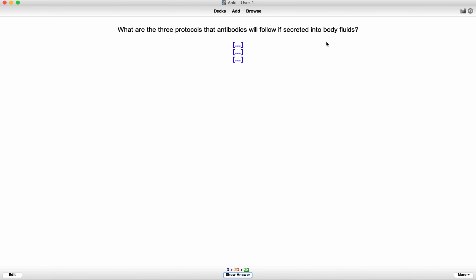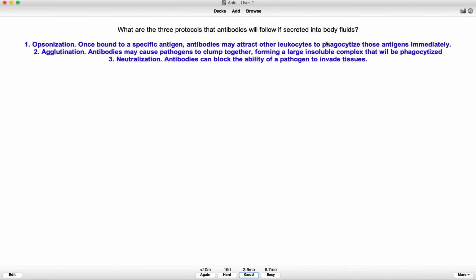What are 3 functions that antibodies will follow when secreted into body fluids? Opsonization, which is one, where antibodies may attract other leukocytes to phagocytose those antigens immediately. Agglutination: pathogens clump together to form an insoluble complex. And neutralization blocks the ability of pathogens to invade tissues. Okay. Opsonization, agglutination, and neutralization.